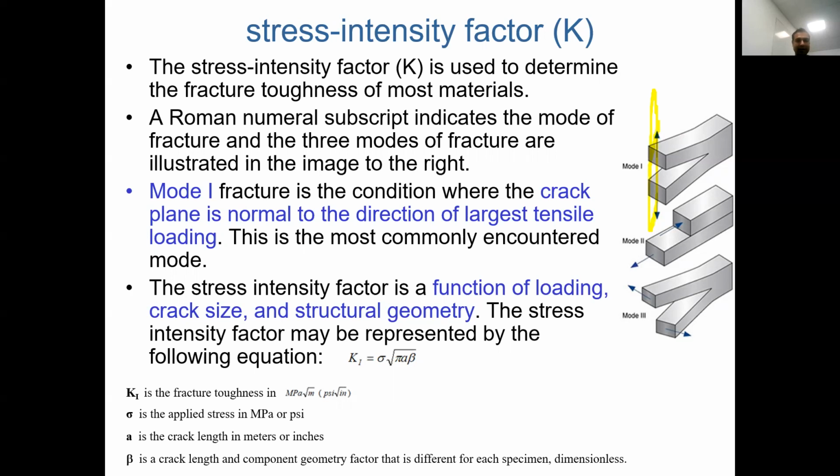Now, the formula is this. The stress intensity factor is represented by K_I equals sigma square root of pi a, times B, where K is the fracture toughness, sigma is the applied stress in megapascal, and a is the length of the crack in meters, because if we're using megapascal, we use meters. B is the component geometry factor, which is different for different components. So a is the crack length, and the component geometry factor is a different thing. Okay.